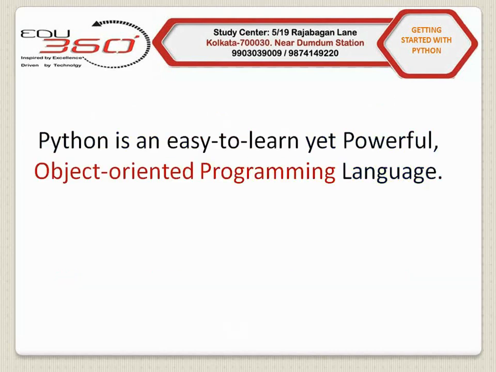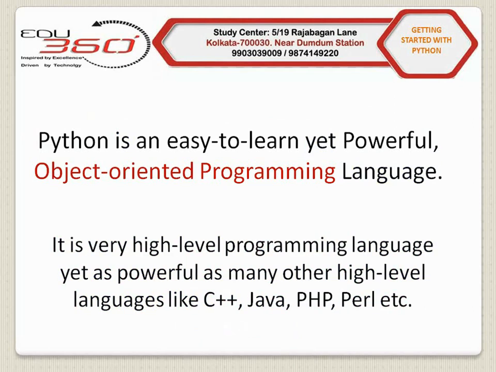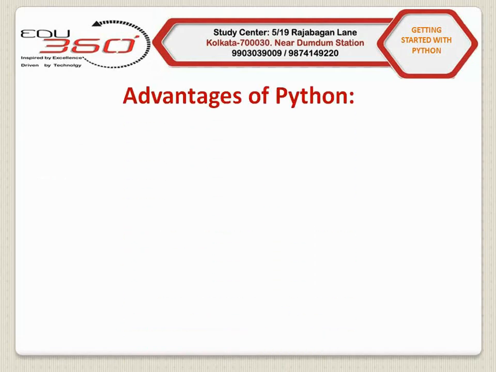Python is an easy to learn yet powerful object-oriented programming language. We will discuss the object-oriented features of Python in a later section. It is very high level, as powerful as many other high level languages like C++, Java, PHP, etc. Although it is not perfect for every type of application, it has many strengths that make it a good choice for many situations. Let's see some advantages of Python.